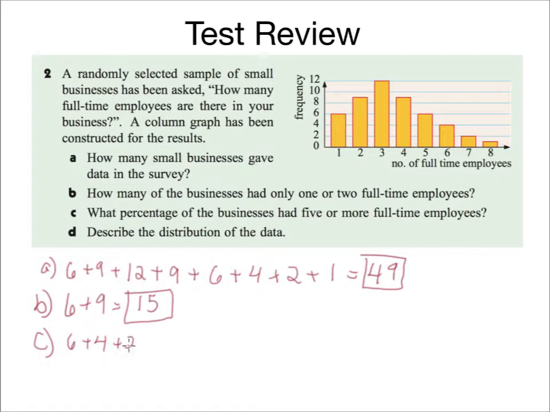What percentage of businesses have 5 or more employees? Well, adding up the frequencies for the 5 or more, divided by the total amount, times by 100, we have a frequency of 26.53%.